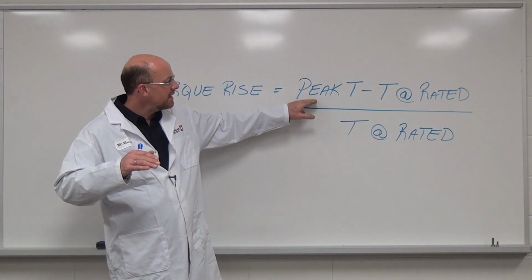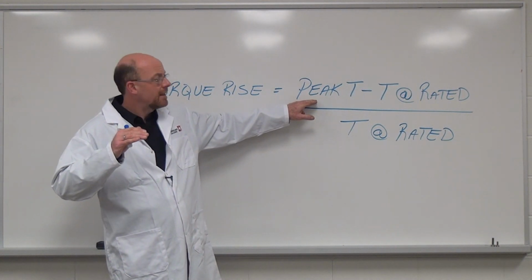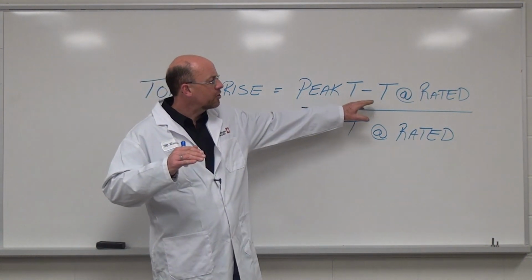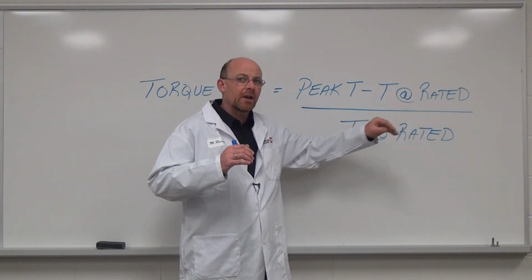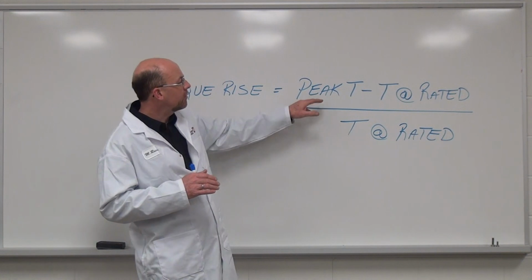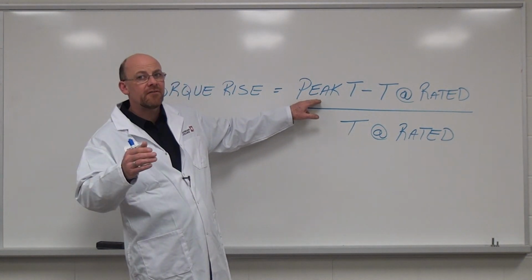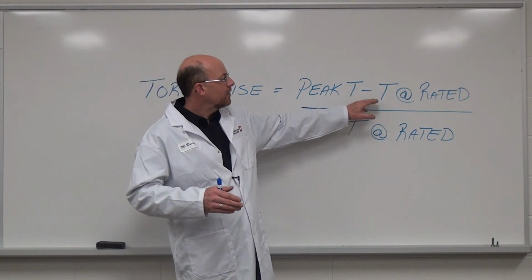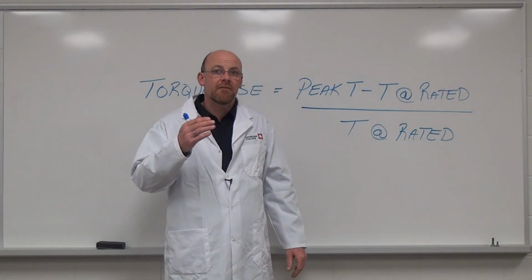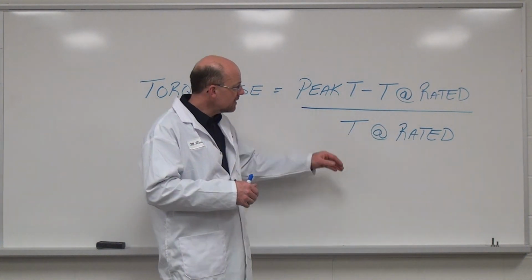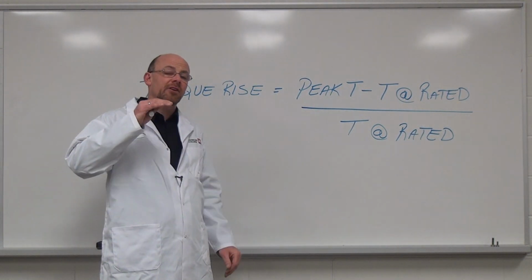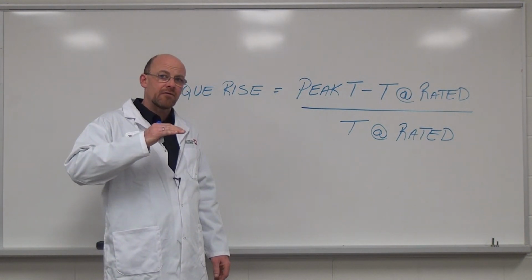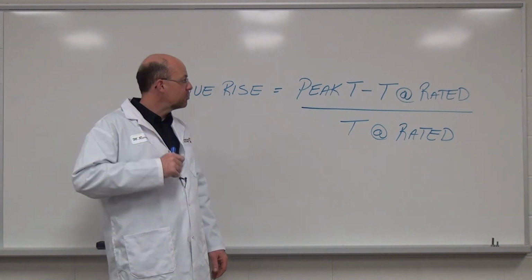So if we peak the torque above that, then we take it away from the torque at the rated RPM. So whatever the manufacturer says, if we went to a peak torque of 550, then we would subtract the torque at rated, which would be 500, for example. And then we always divide it by the torque at rated, because that's the number that the manufacturer has established, that this engine will run in.